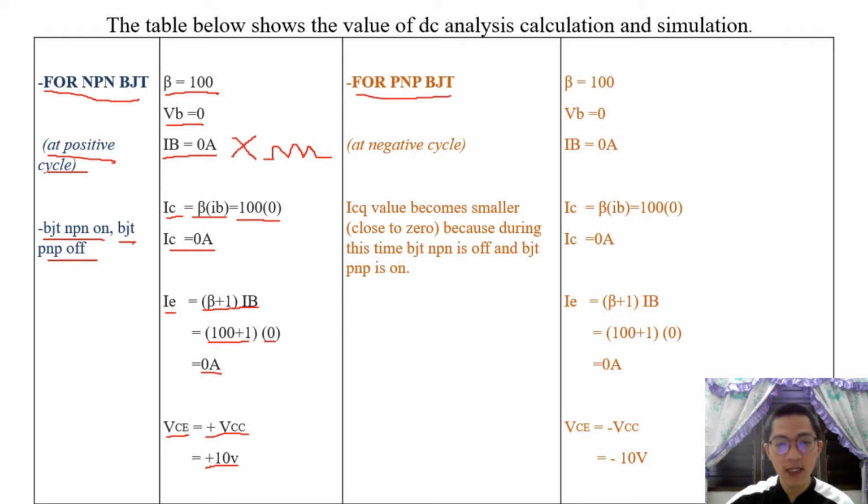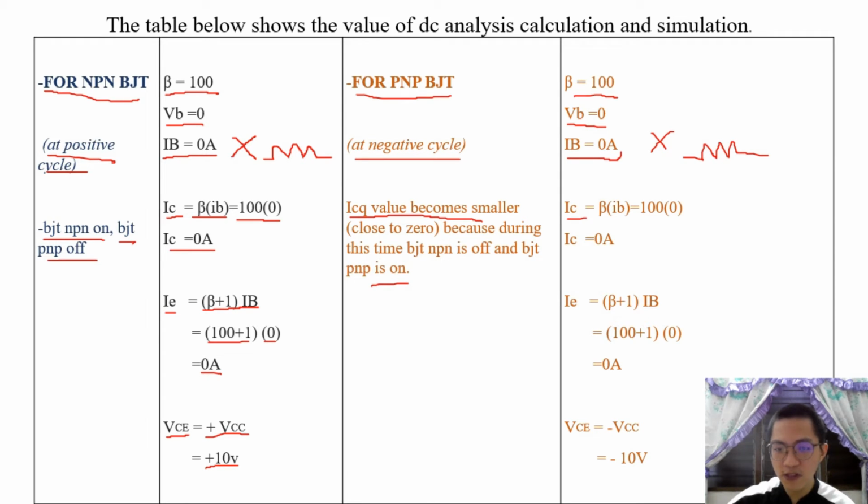For PNP BJT, the waveform performs in the negative cycle. So the ICQ value becomes smaller, closer to 0, because during this time BJT NPN is off and BJT PNP is on. We also set the beta value in BJT as 100, VB is 0, and IB, the base current, is 0 ampere, because we have no resistor in our circuit.